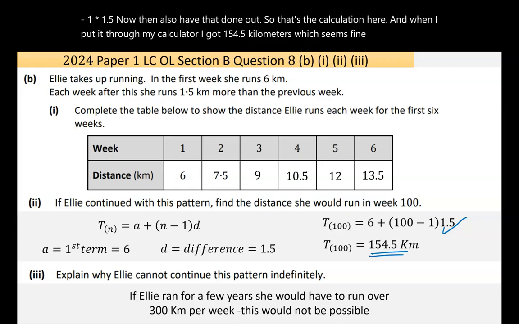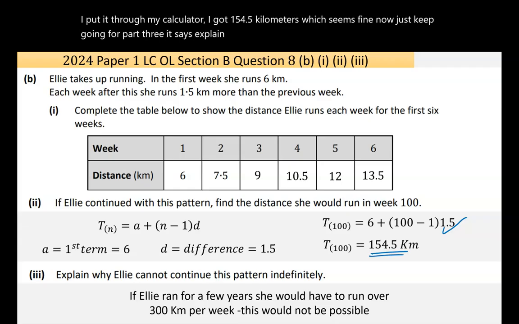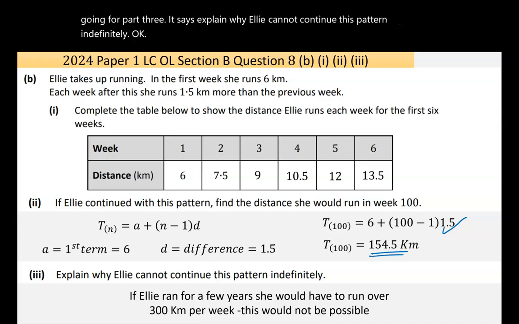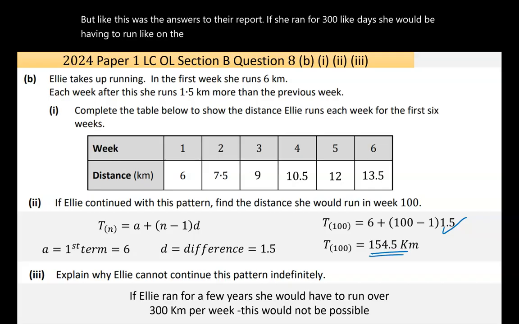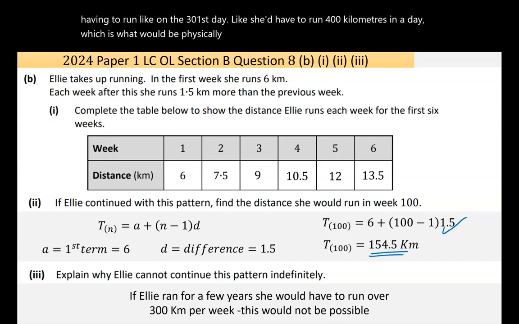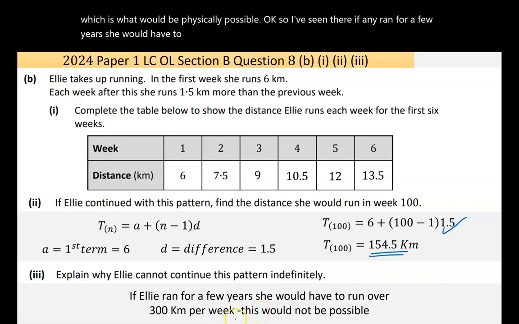I'll just keep going for part 3. It says, explain why Ellie cannot continue this pattern indefinitely. Okay. Well, I suppose the answer's there, but if she ran for 300 days, on the 301st day she'd have to run 400 kilometers in a day, which just wouldn't be physically possible. So I'm saying there, if Ellie ran for a few years, she would have to run over 300 kilometers per week. This would not be possible. That would be way over.